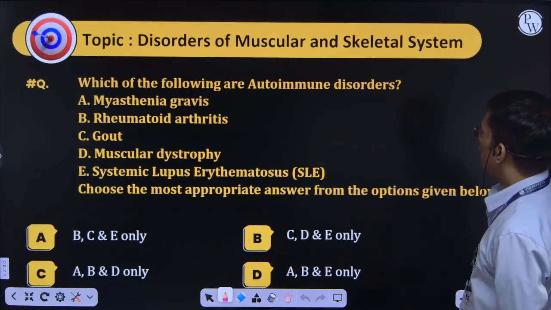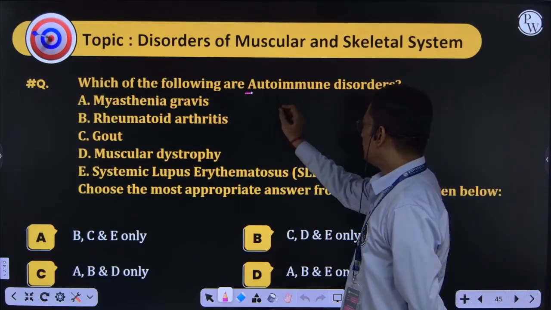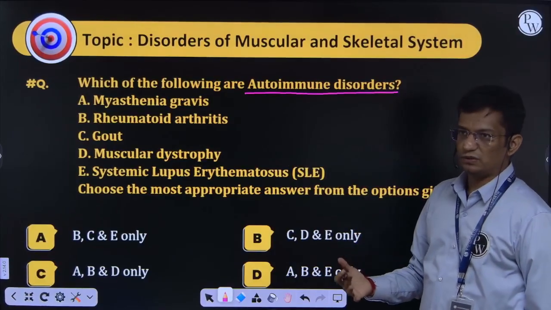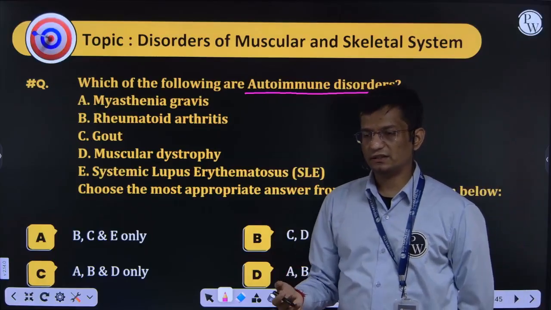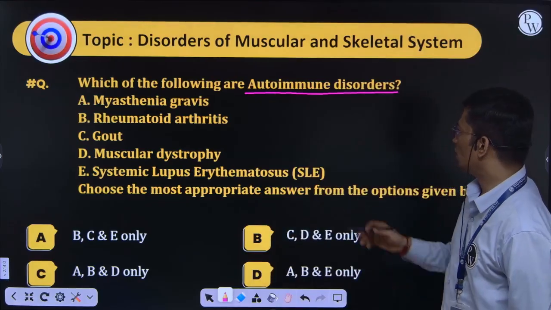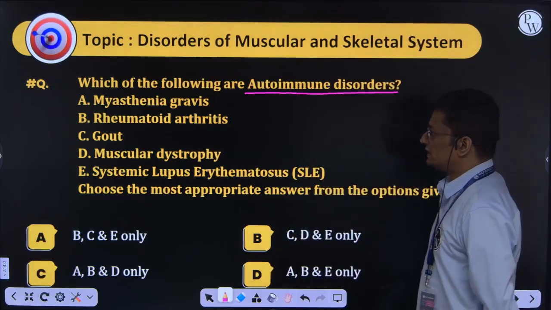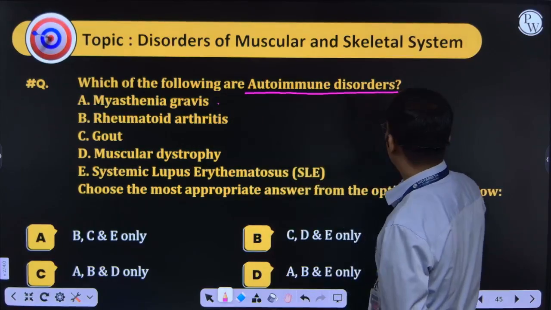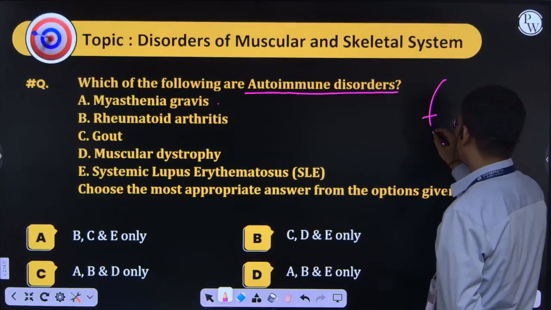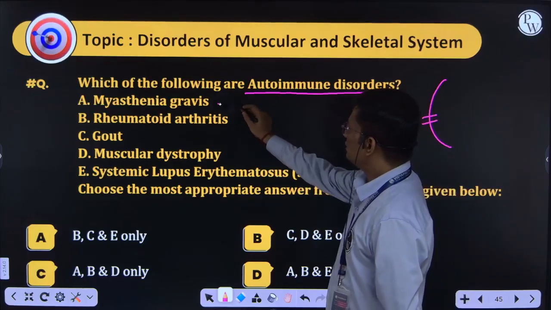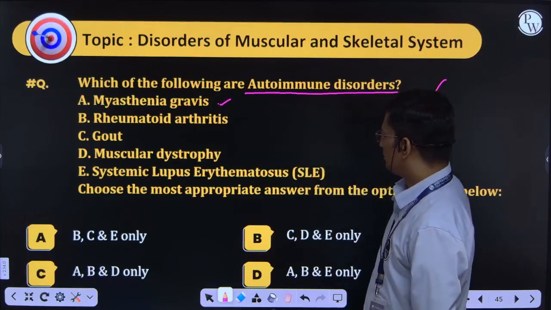Which of the following are autoimmune disorders? Autoimmune disorders means our immune system cannot distinguish between the foreign cells and the self cells, so they will attack the self cells. That is an autoimmune response. Myasthenia gravis: antibodies attacking the acetylcholine receptors at the neuromuscular junction. So this will happen, paralysis.